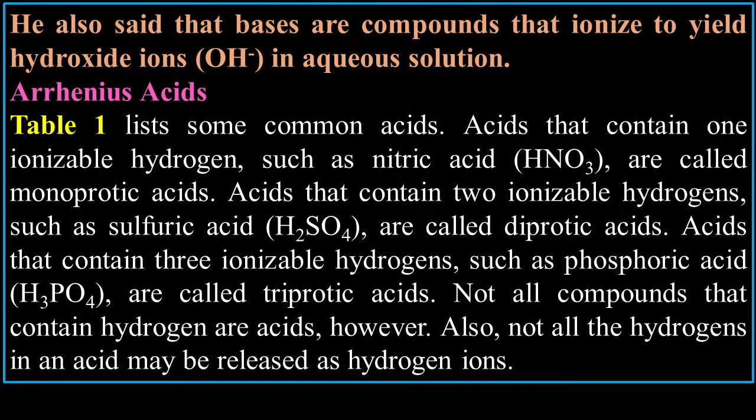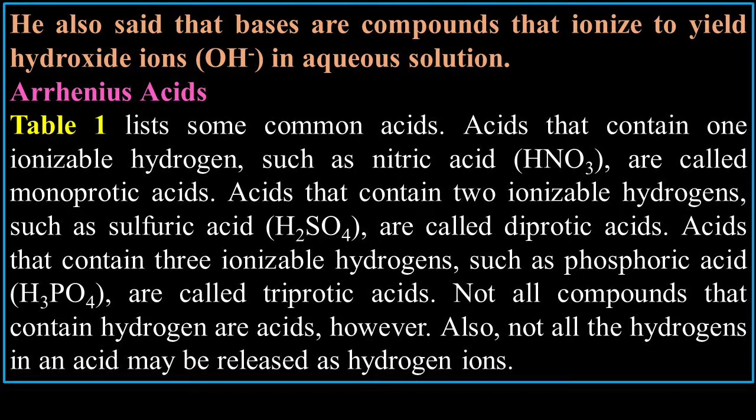Arrhenius acids. Table 1 lists some common acids. Acids that contain one ionizable hydrogen, such as nitric acid, are called monoprotic acids. Acids that contain two ionizable hydrogens, such as sulfuric acid, are called diprotic acids. Acids that contain three ionizable hydrogens, such as phosphoric acid, are called triprotic acids.